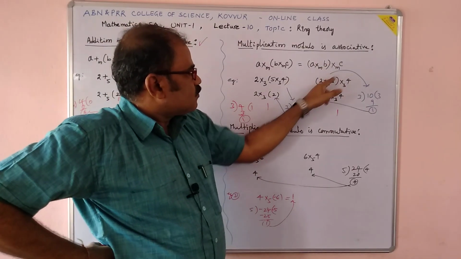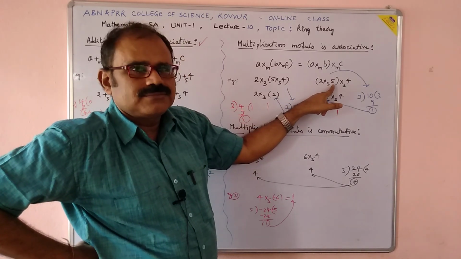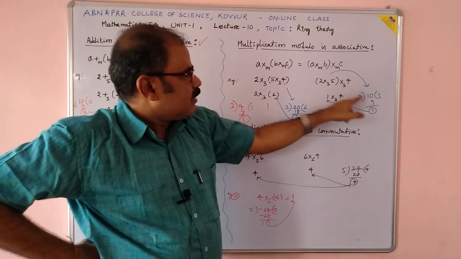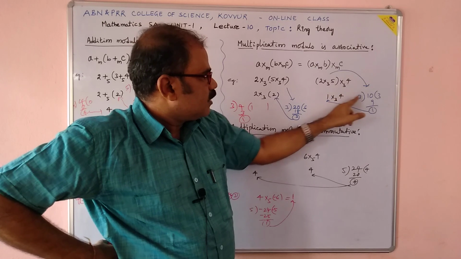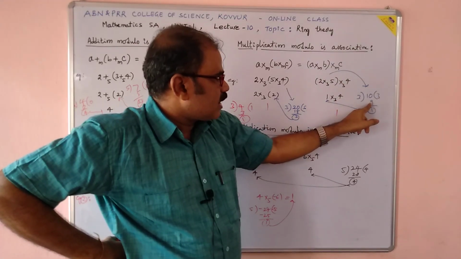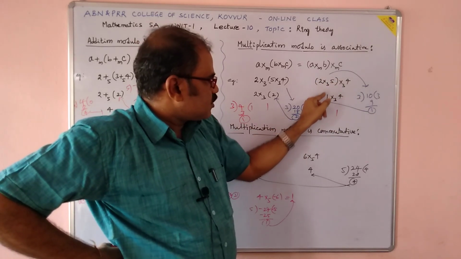Let us see this one, right hand side. 2 multiplication modulo 3, 5. Since this is multiplication modulo 3, 2 5s are 10. Divide 10 with 3, 3 3s it will go 9. Remainder is 1. So, 2 multiplication modulo 5, 3 is 1.